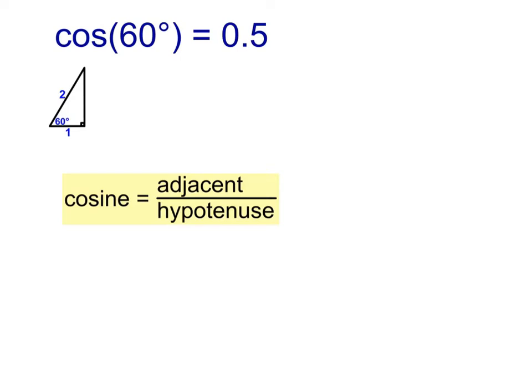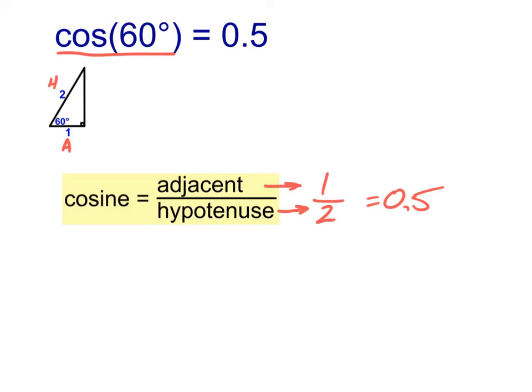Now, one possible triangle that this could be describing is this one right here. You'll notice here that we have a 60-degree angle, the adjacent side length is 1, and the hypotenuse side length is 2. And so then if I wanted to figure out what the cosine of 60 degrees was, I would do the adjacent, which I found was 1, over the hypotenuse, which I found was 2. And 1 over 2, of course, equals 0.5. So that's why the cosine of 60 degrees there does in fact equal 0.5.